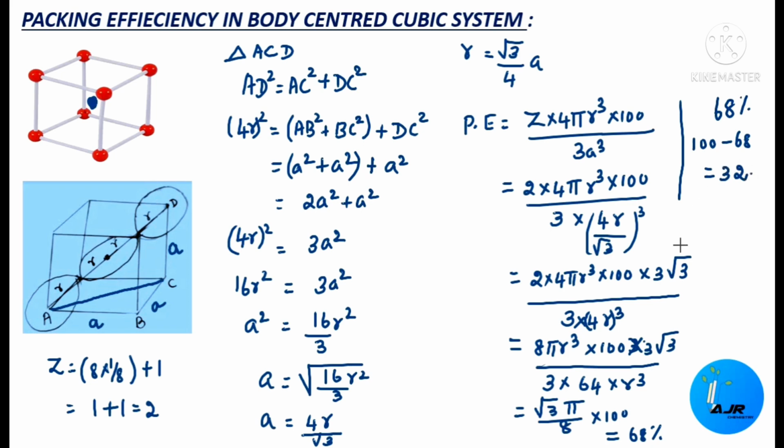So the radius of the atom R will be 0.433 times the edge length. When you substitute the value of root 3, you will get 0.433 times the edge length. The distance between the nearest neighboring atoms will be 0.866 times the edge length.